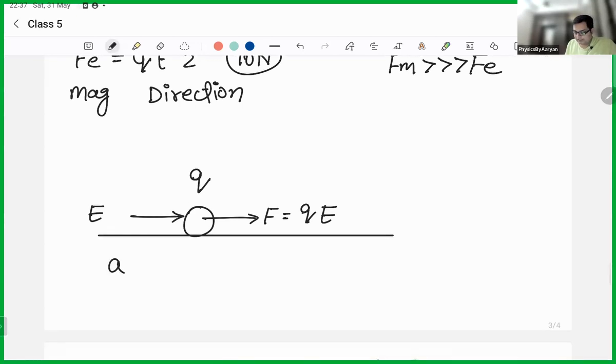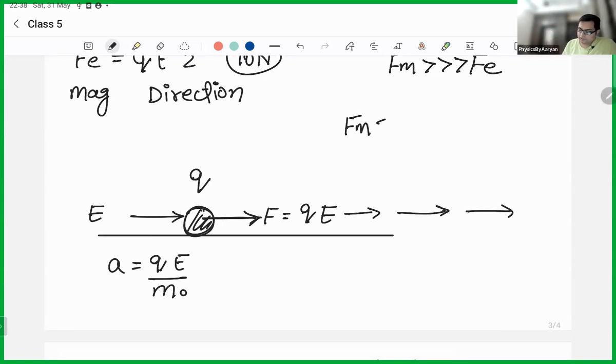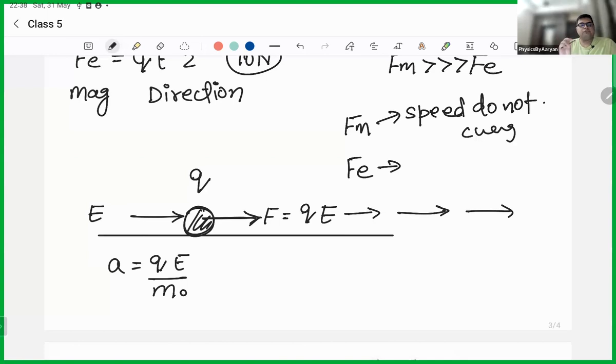So whenever there is a force, there is an acceleration, QE by m. Because of the acceleration, the speed of the particle will keep on increasing. इसका जो speed है वो increase होता जाएगा. Because of the electric force, the speed will keep on increasing. Yes, magnetic force की वजह से speed does not change. Speed does not change because of magnetic force.